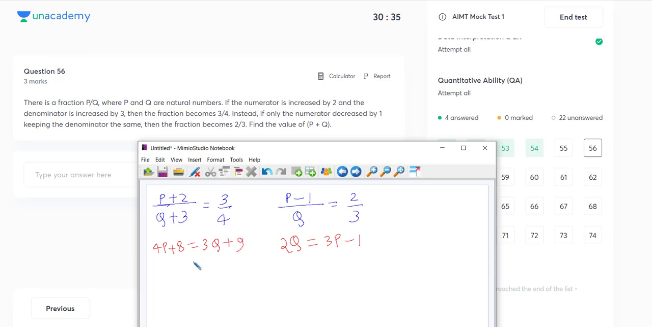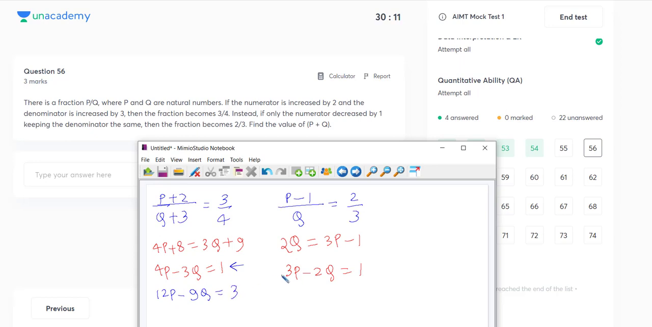So what we can do here is, this is nothing but 4P minus 3Q is equal to 1. Now let's solve these two equations. This is equal to 3P minus 2Q is equal to 1. So what I'm going to do is multiply the first equation by 3. This becomes 12P minus 9Q is equal to 3.